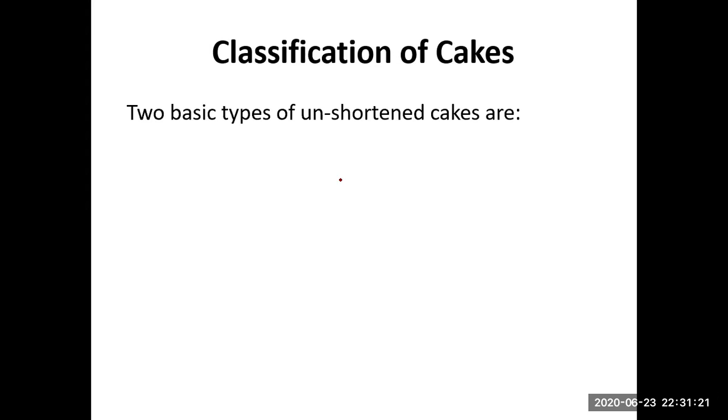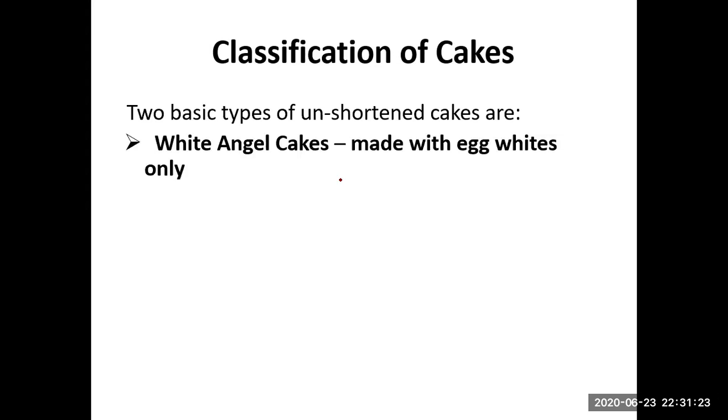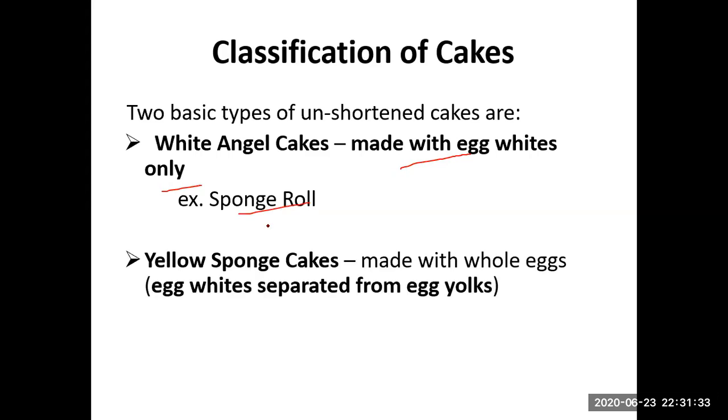So unshortened cake, we divide into two categories. First one is white angel cakes. It is made with egg whites only. In that type of cake, no egg yolk is added. Example, sponge roll. And another one is called yellow sponge cake. Here, the cake is prepared with whole eggs. That means your egg yolk and egg white, both are used there. And an example is a sponge round cake.